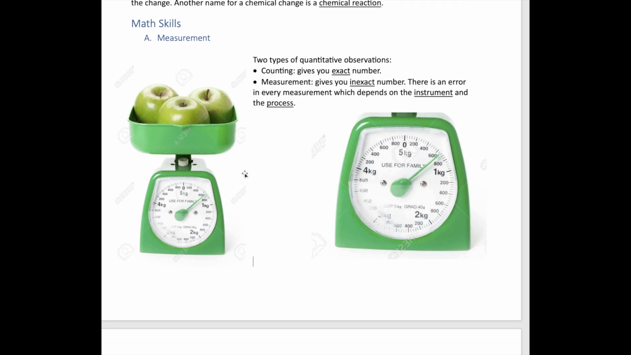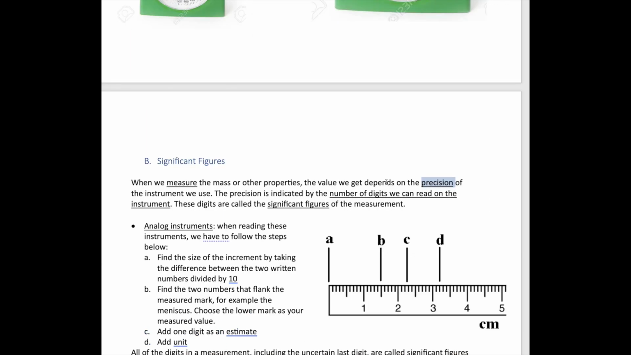There's 2 ways to measure. When you count something, you get exactly the number of that object. For example, I have 3 apples here. Nobody can argue with me that there's 3 apples. But when you use an instrument, the number you get for the mass, maybe 650, 660 grams, that's because the instrument itself has a level of precision associated with it. Precision is just how reliable the instrument is.